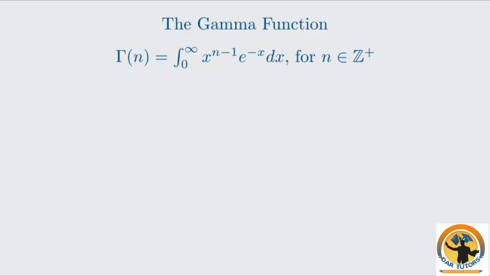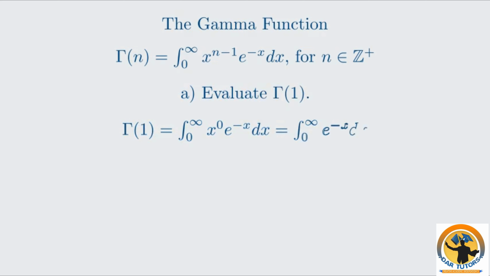First, let's evaluate gamma of 1. Setting n equals 1, we get the integral from 0 to infinity of e to the negative x dx. The antiderivative is negative e to the negative x. Evaluating the limits gives 1, so gamma of 1 is 1.